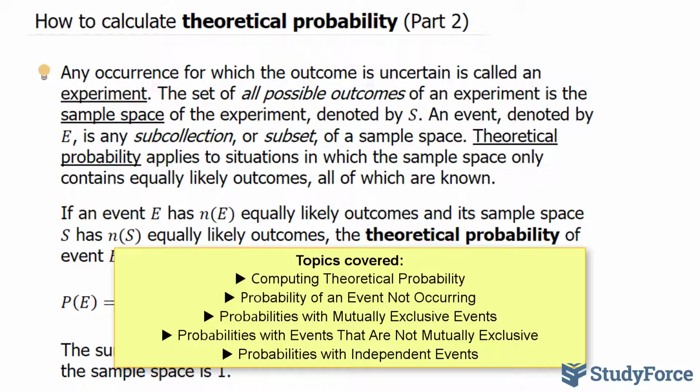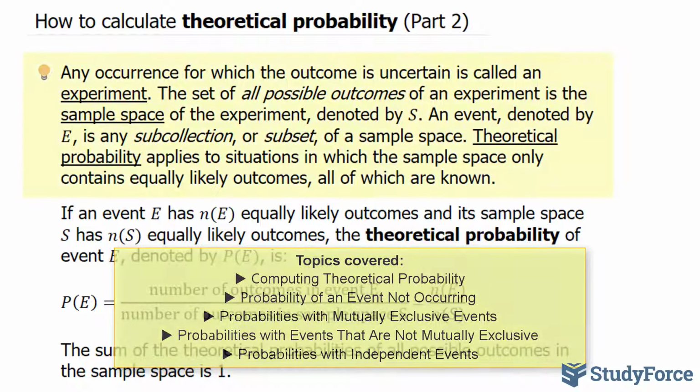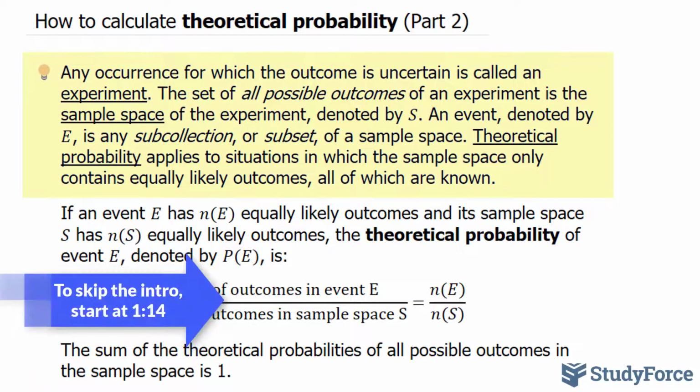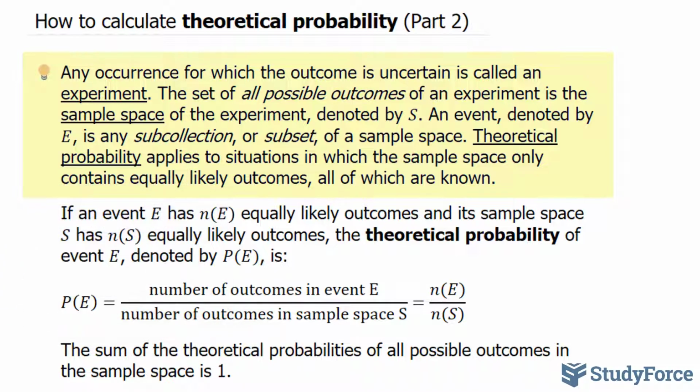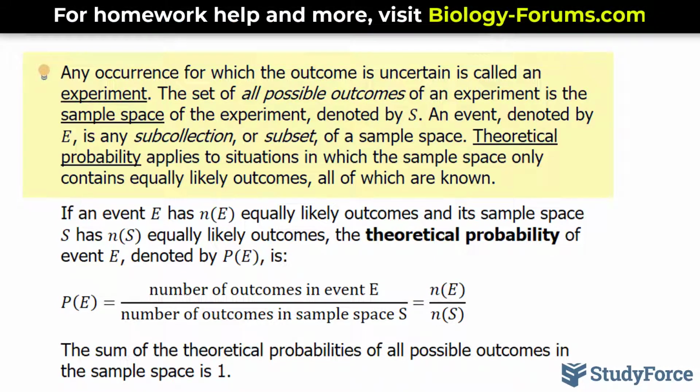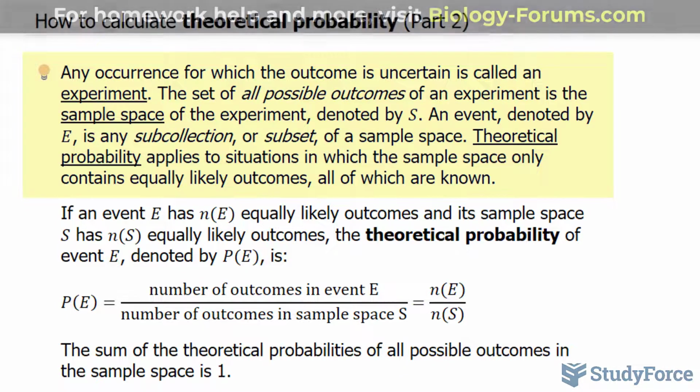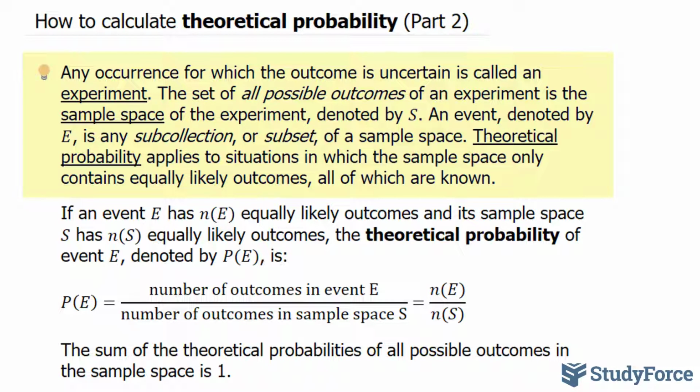As always, let's start with a bit of theory. Any occurrence for which the outcome is uncertain is called an experiment. The set of all possible outcomes of an experiment is the sample space of that experiment, and that's denoted by the letter S. An event denoted by E is a subcollection or subset of a sample space. Theoretical probability applies to situations in which the sample space only contains equally likely outcomes, all of which are known.